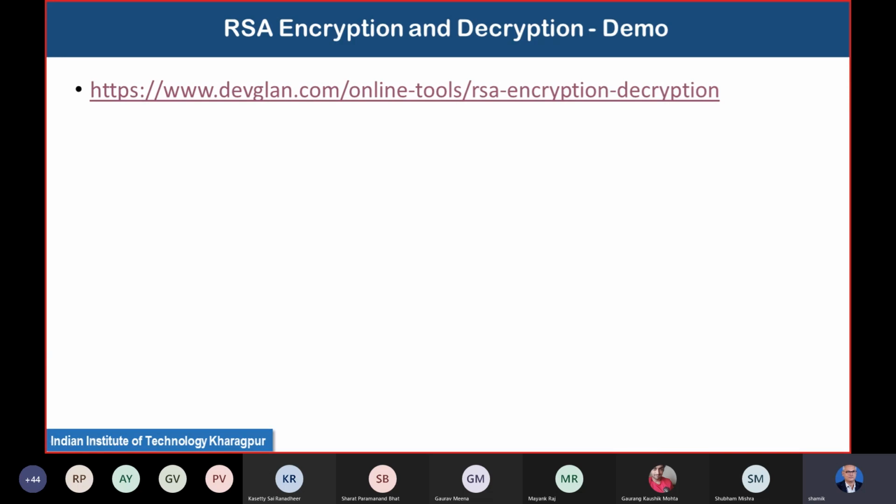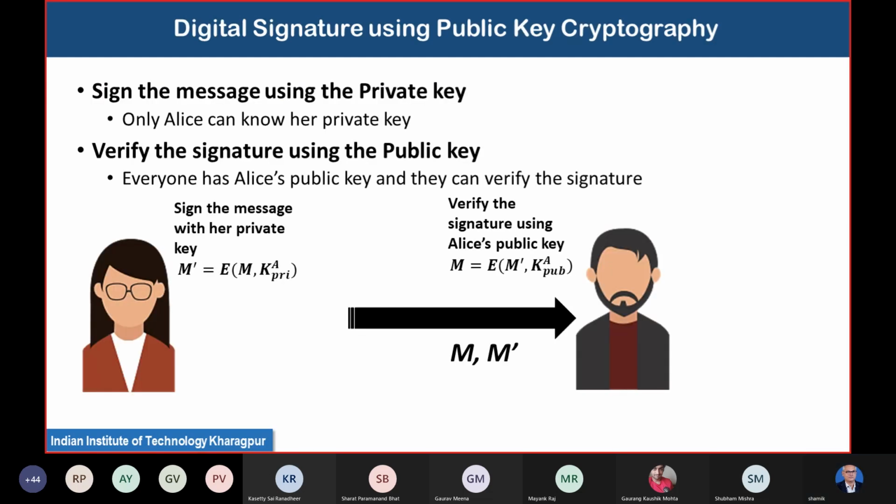We have been talking about something else called digital signature. So let us see what digital signature is all about. Now suppose Alice wants to send the message hello world to Bob, but Bob will have to understand that the message has indeed been sent by Alice, and the message has not been changed on the way.